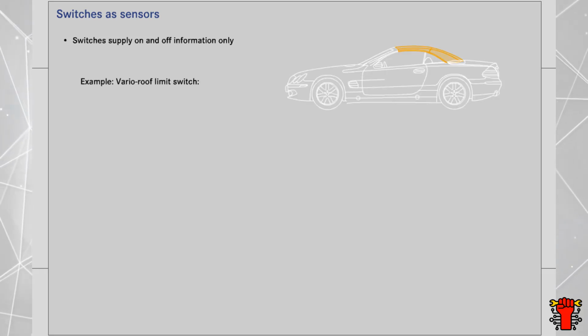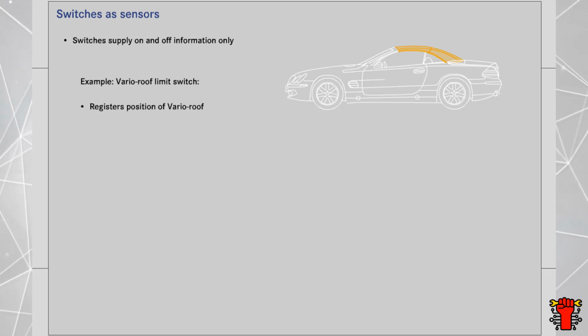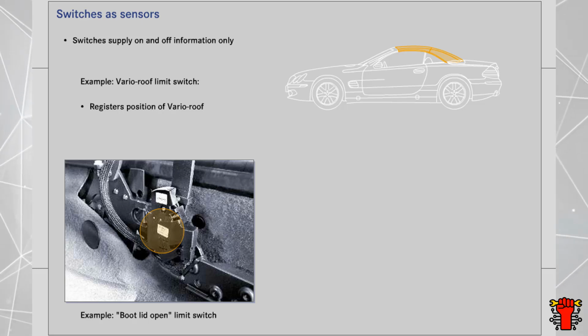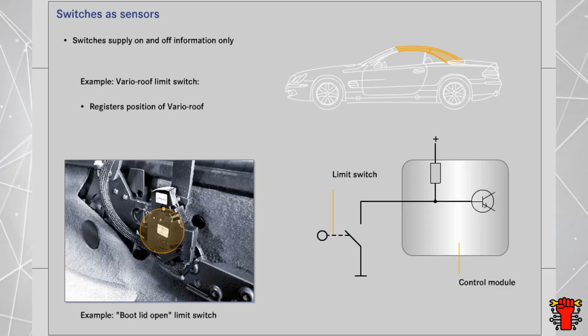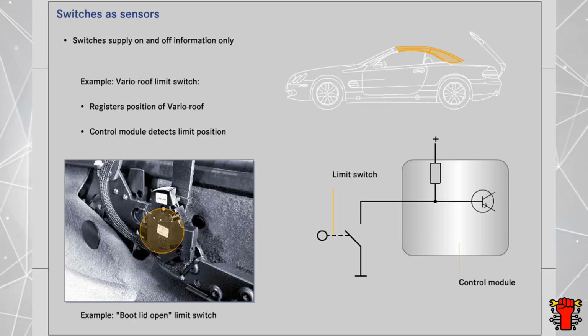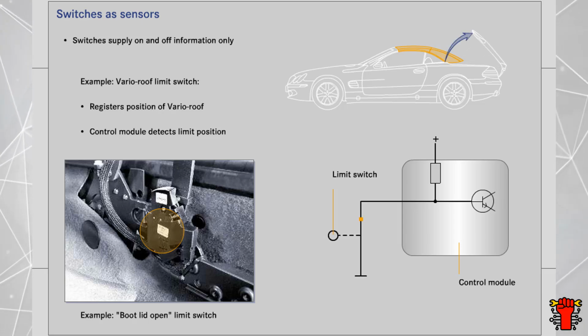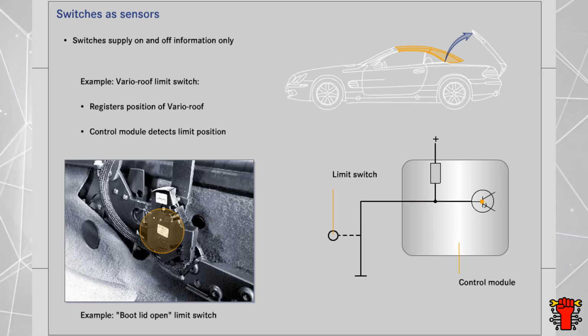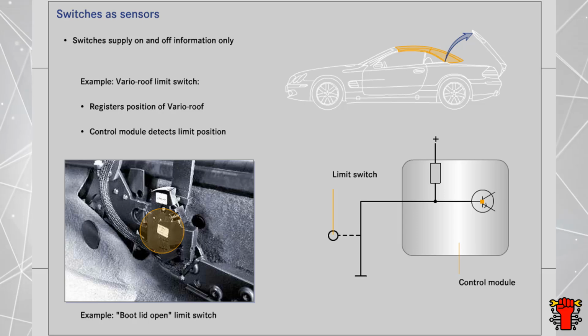One of the simplest forms of sensors is the switch. Switches respond to external conditions and just supply on and off information. The position switches of the Vario roof are one such example. They register the position of the roof when it is opening and closing. Have a look, for example, at the switch on the hinge of the boot lid. As soon as the switch is closed, the control module receives a ground signal, and from this knows that the boot lid is fully open.